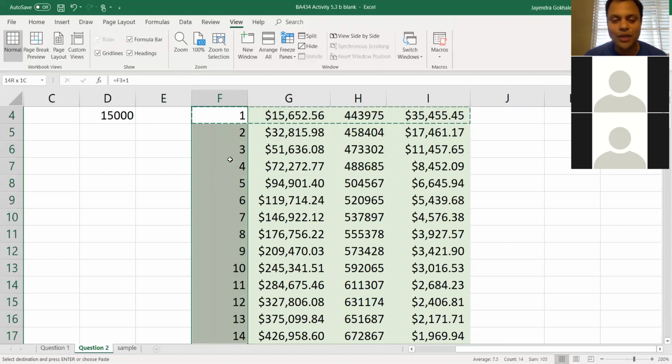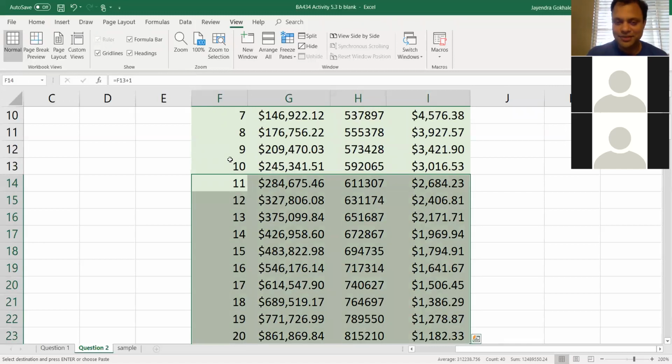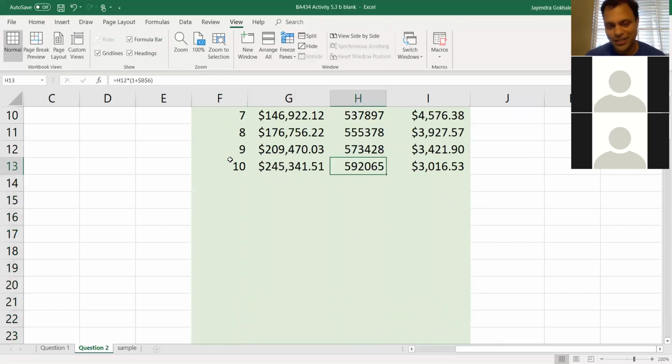So just go down 10, first of all. Okay. Go down till 10. Okay. And then you'll see what? You'll see that you've saved up $245,000 at the end of the 10 years, right? I only have the first year done right now. I haven't copied anything else.